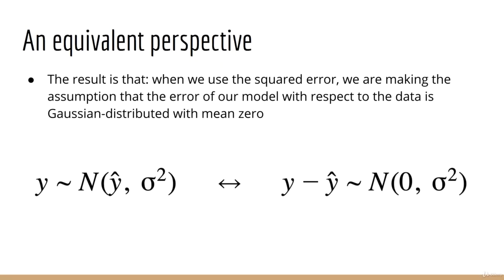Finally, one thing we can do is, instead of saying that the mean of the distribution is y hat, we can simply say that y minus y hat is a Gaussian centered at 0. Equivalently, this is saying that when we use the squared error, we are making the assumption that the error of our model with respect to the data is Gaussian distributed with mean 0. This formulation helps us to put a probabilistic backing on the error function, and it will also help us make sense of the cross-entropy loss for classification.